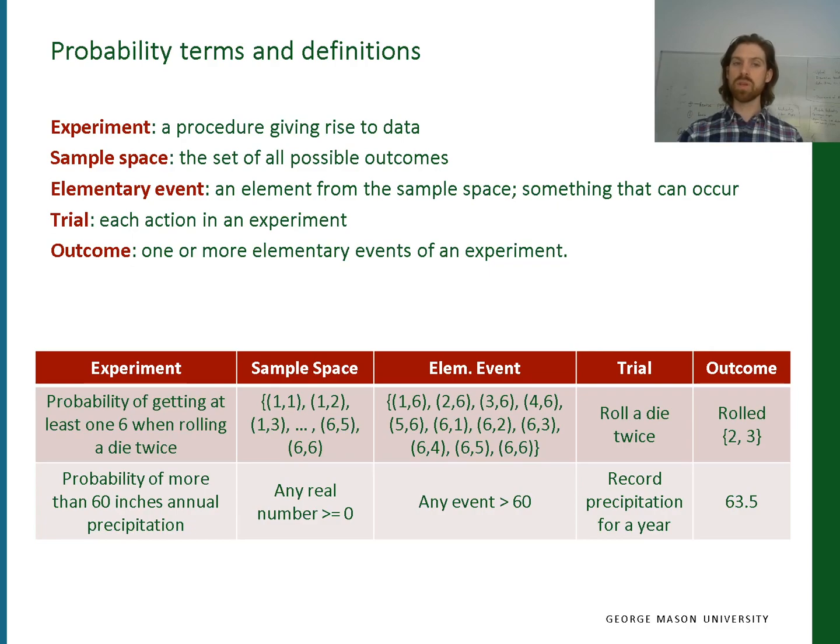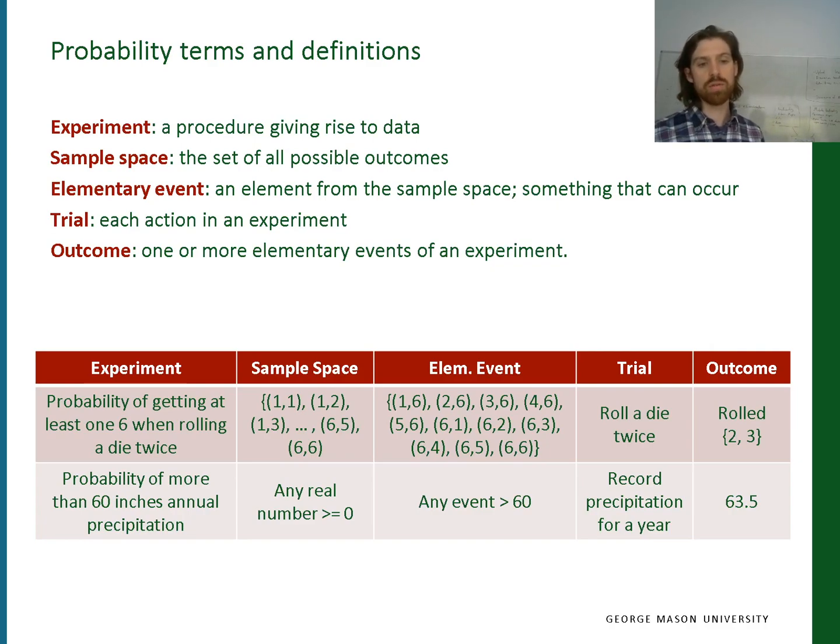It's a repetitive activity. It's not just something that we do once, and each one of those iterations is called a trial, essentially. And then finally, we have the outcome, and that's one or more elementary events of an experiment. So let me just give you some examples there of those definitions, just to cement your thinking.